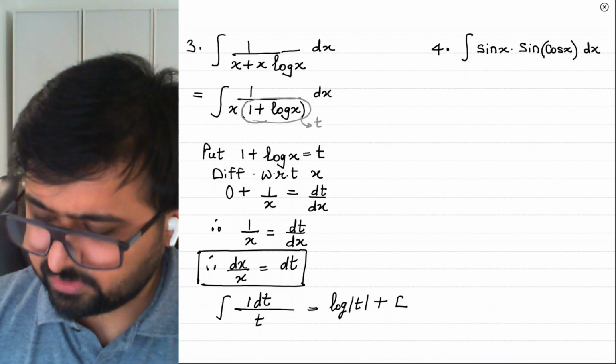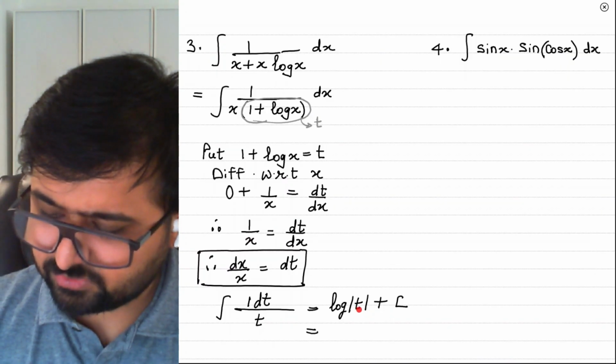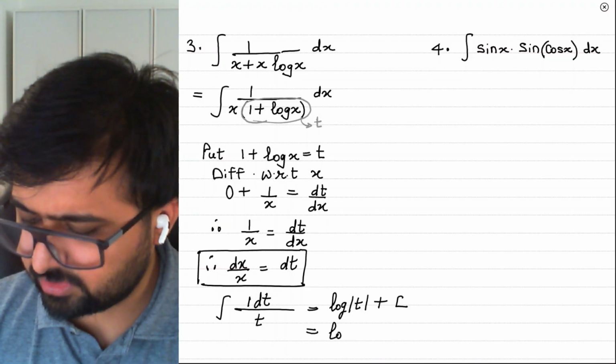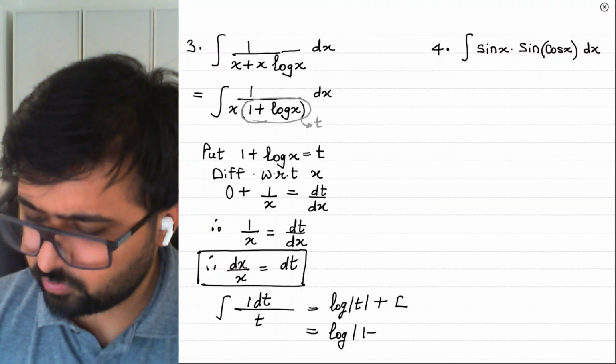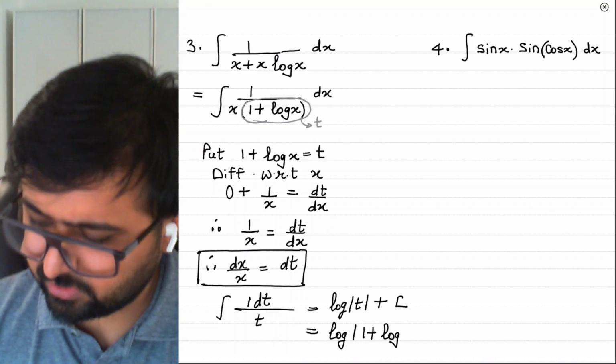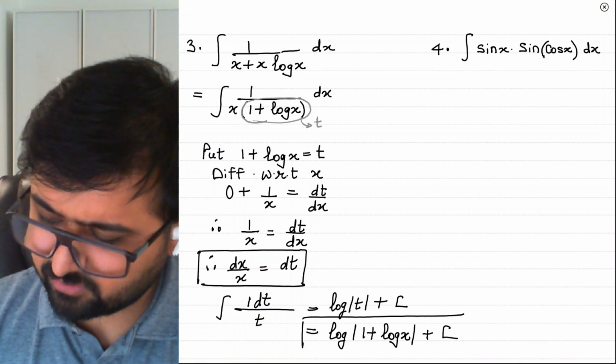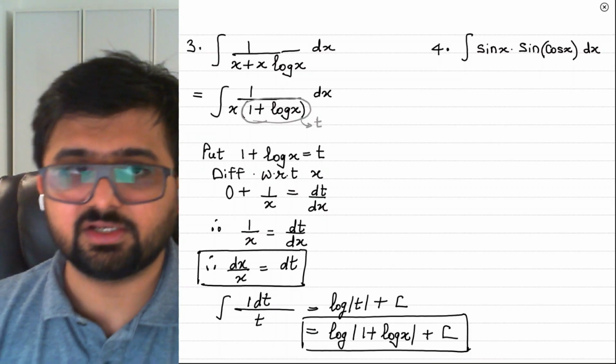Now you can convert this back into x. We know t is 1 plus log x. So this will be log mod 1 plus log x plus c, which is your final result of the integral.